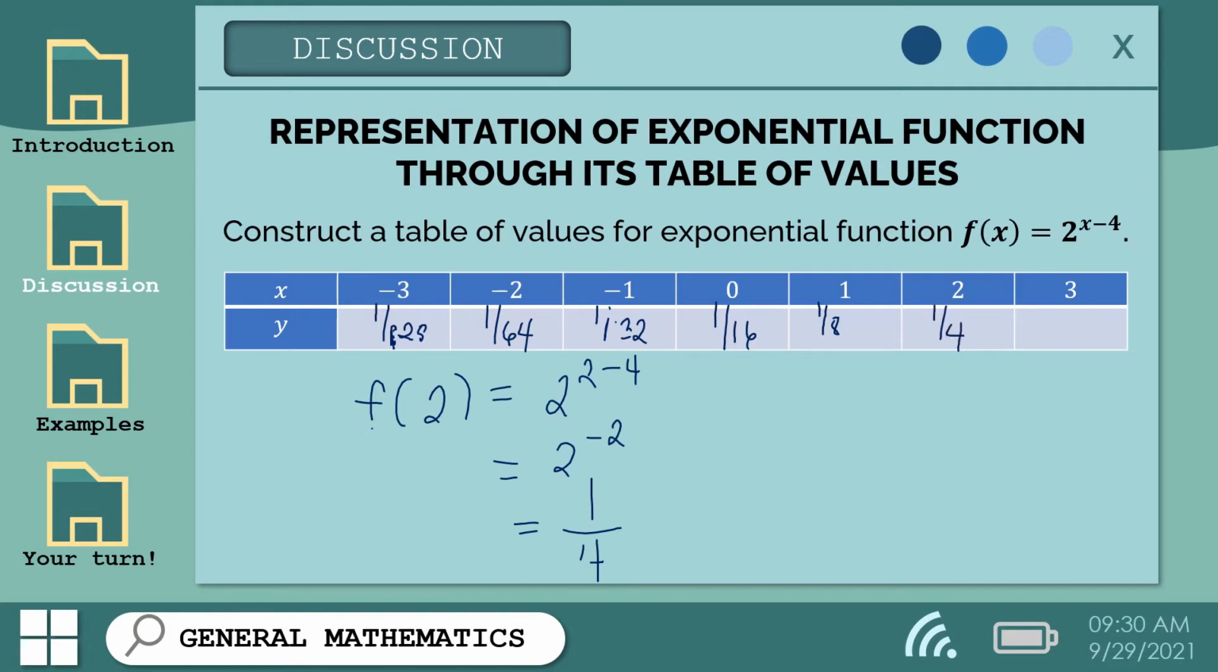And lastly, yung ating 3. So, we have 3 minus 4. That is negative 1. 2 raised to negative 1, that is 1/2. So, 1/2 naman po. So, ito na po yung ating table of values that represents ang ating exponential function 2 raised to x minus 4. So, ganun na kadali gumawa ng table of values. Dapat alam nyo na kung mag-evaluate ng ating exponential function with x values negative 3, negative 2, negative 1, 0, 1, 2, and 3.